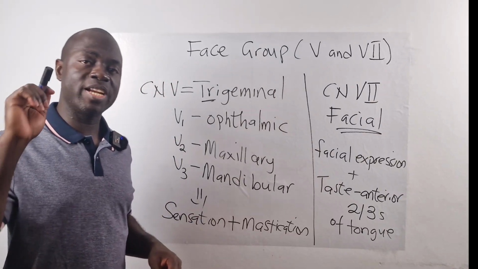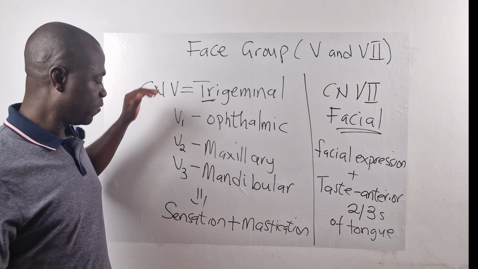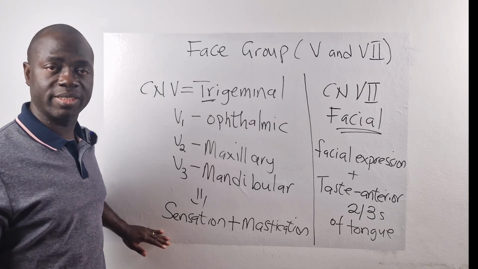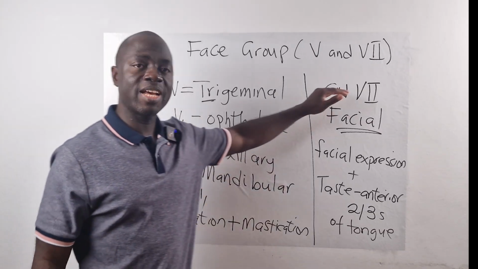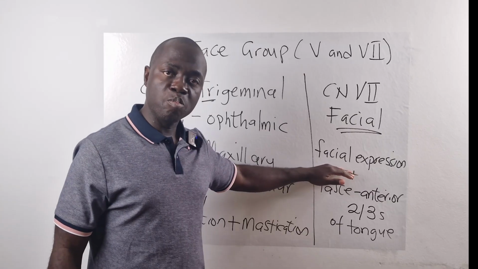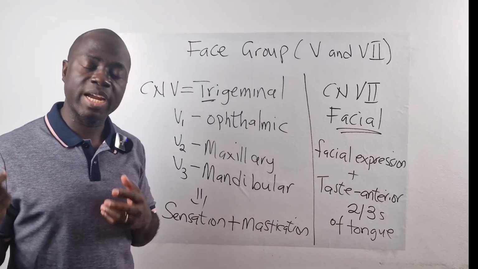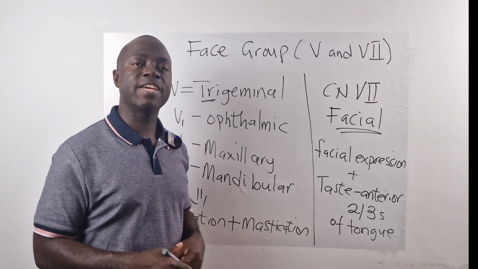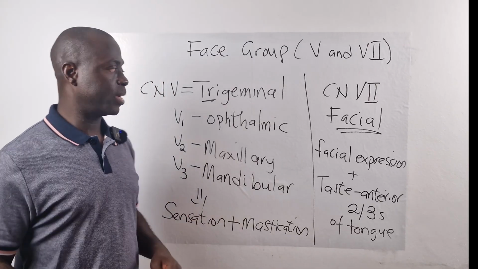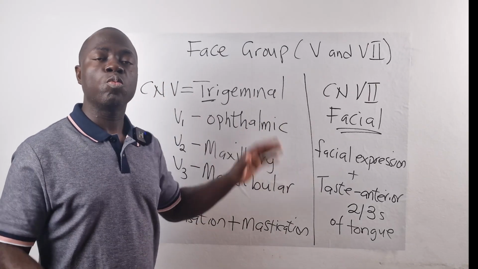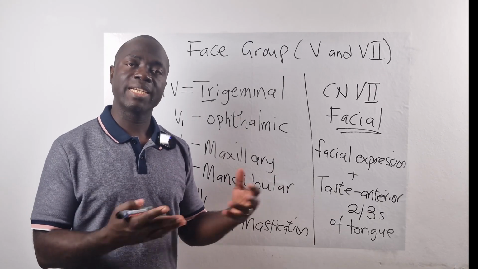When you think of cranial nerve 5, think of feeling the face and chewing. Cranial nerve 7, moving the face and taste. Later on, we'll also come to realize that the facial nerve also supplies some glands. But this distinction will later on become relevant clinically.